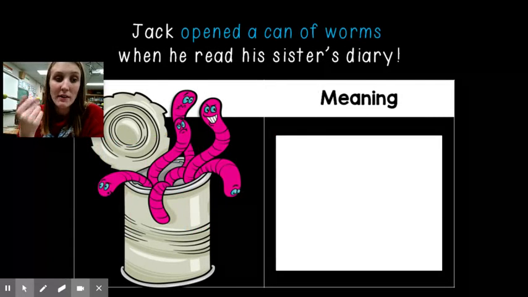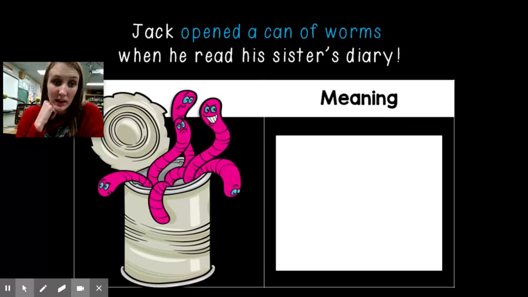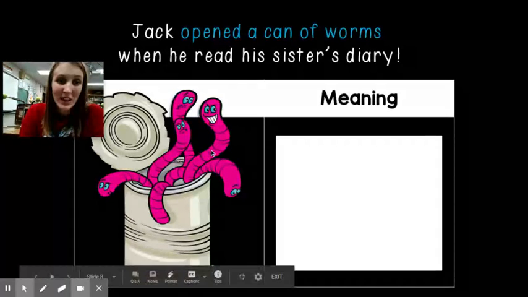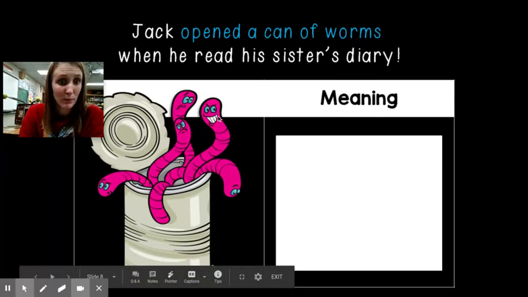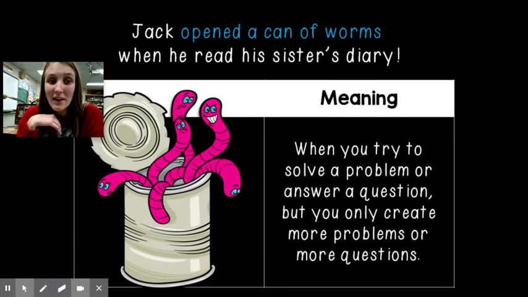Basically, we have in this sentence an idiom. It said, Jack opened a can of worms when he read his sister's diary. Opened a can of worms is an idiom. He didn't actually open a can of worms. If we took that literally, it would look like this. There would be a can with worms coming out. But the meaning of it is not that.